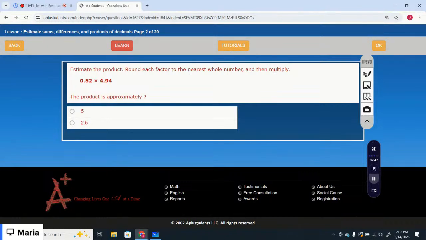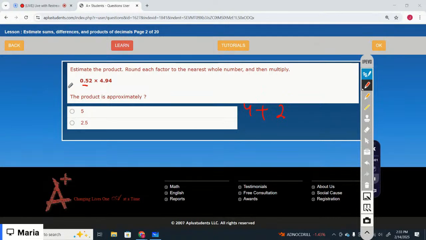Estimate the product, round each factor to the nearest whole number and then multiply. 0.52 times 4.94. 0.5, so the digit right after the decimal point is 5. So that is 5 is equal to 5. So you need to round up. It would be rounded off to 1. So 4.94.